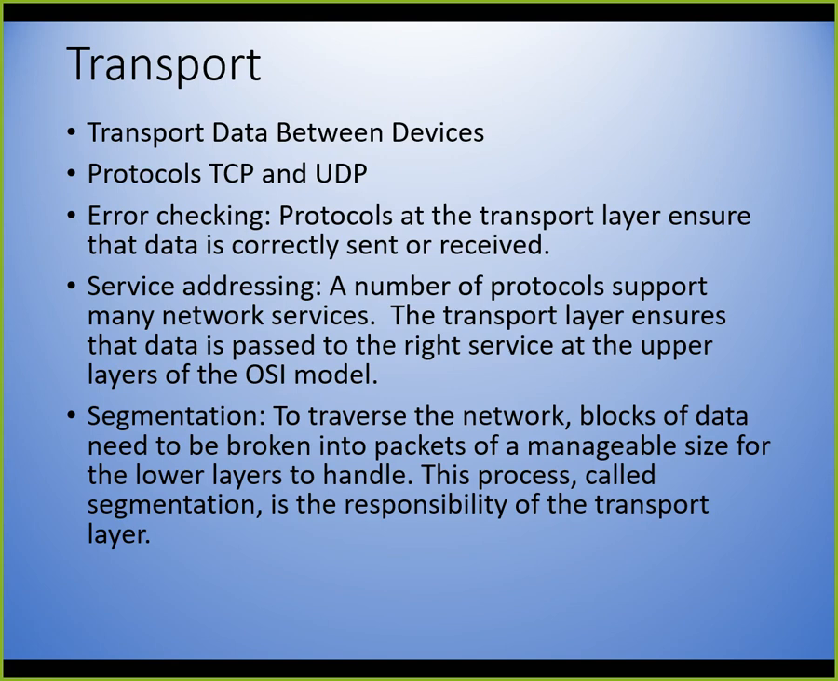Ensure that the data is correctly sent or received. Service addressing: a number of protocols support many network services, ensuring that data is passed to the right service at the upper layers of the OSI model. Segmentation: to traverse the network, blocks of data are broken into packets of manageable size. For the lower layers, we have the segments and then the network packets. And then below that, the data link frames, and below that we had the bits.